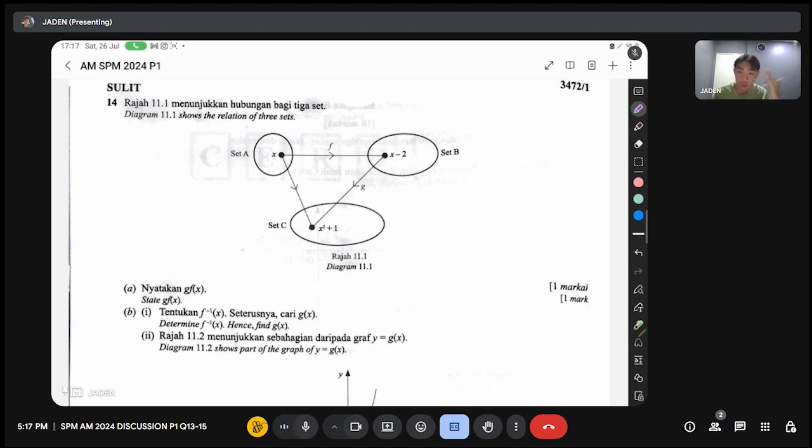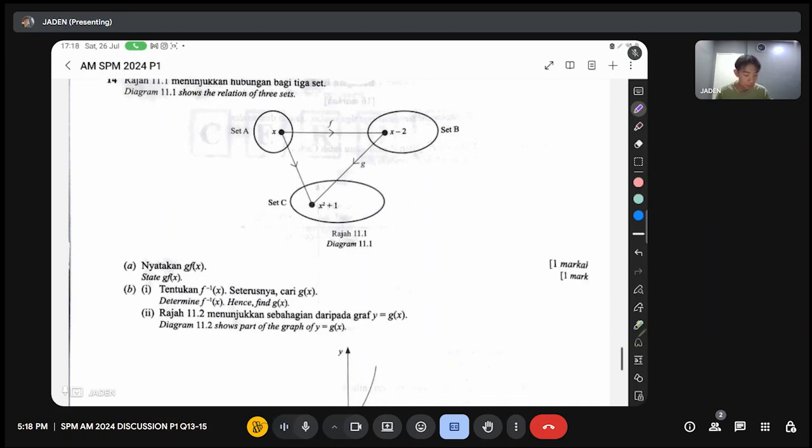Diagram 11.1 shows the relation of 3 sets. Okay, so we have 3 sets here. They say state gfx.